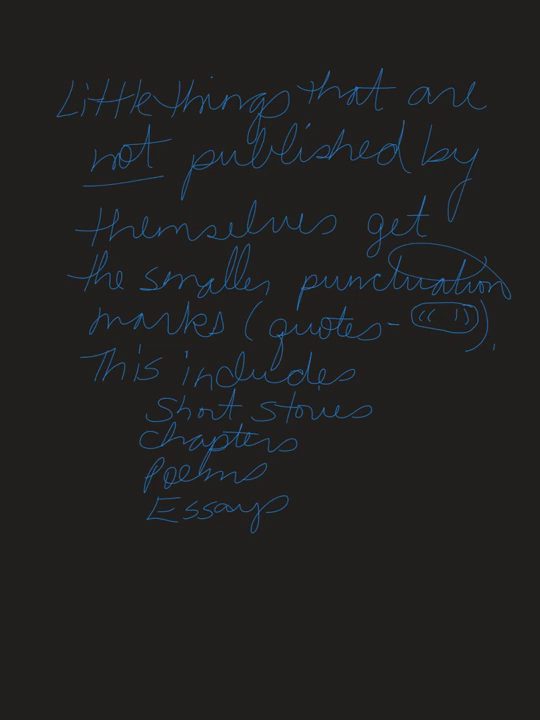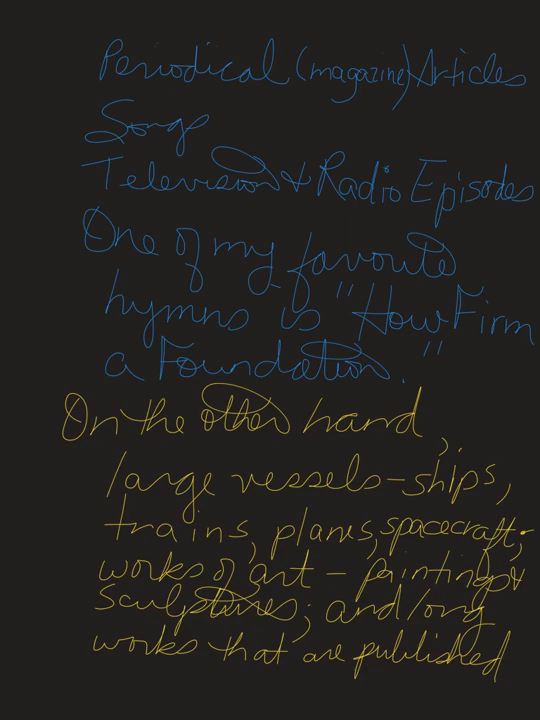Therefore, since they're smaller, they're not published on their own, we use the smaller mark of punctuation, which would be the quotation marks. Look at the next page and I'll try to explain a little bit better than this. Other things as well that get the smaller quotation marks: articles inside of a magazine, otherwise known as a periodical. Articles aren't published by themselves. The names of songs. Usually a song is not published by itself. Usually it is published as part of a larger album or a book of songs, for instance.